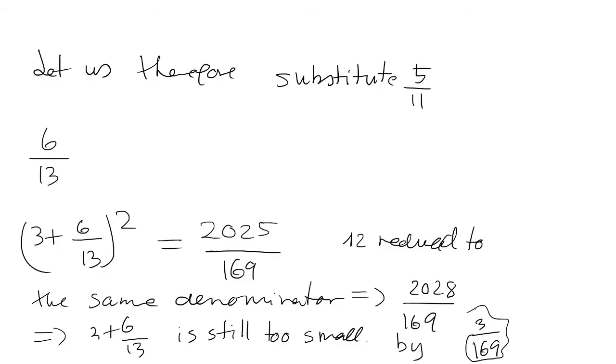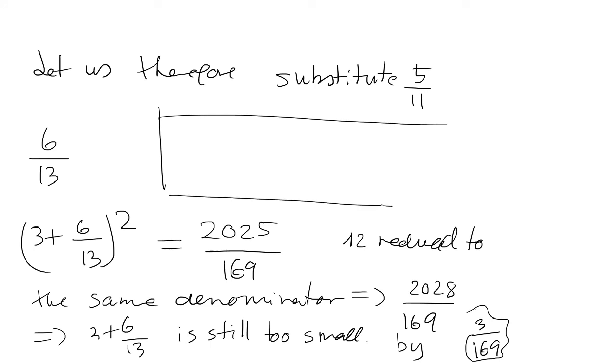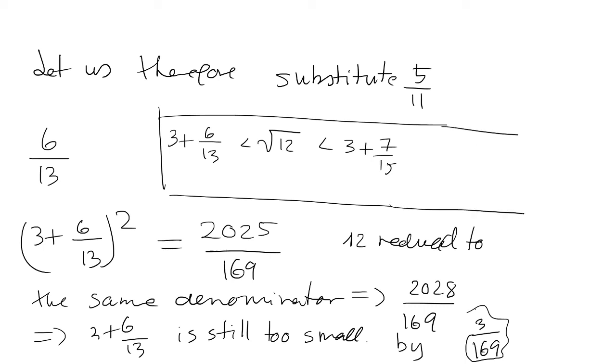So, let me just type it here. Although we know that 3 plus 6 divided by 13 is less than the square root of 12, which is less than 3 plus 7 divided by 15, even though we know this, we are unable to assign an intermediate fraction between these two which, if added to 3, would express exactly the square root of 12.